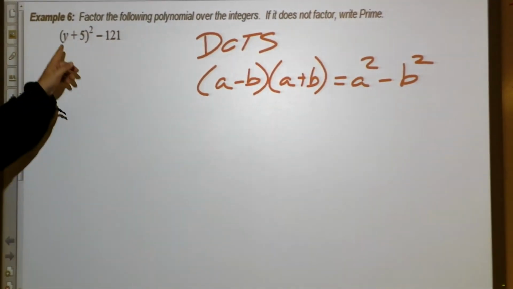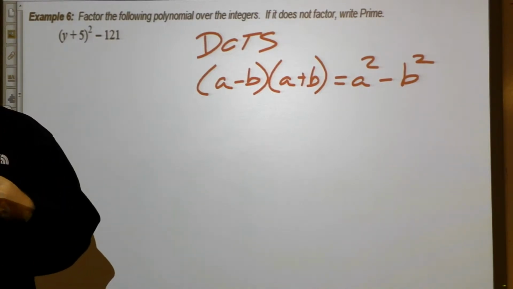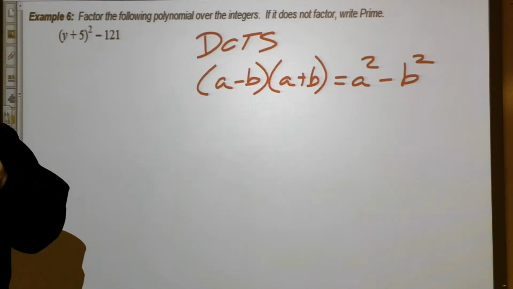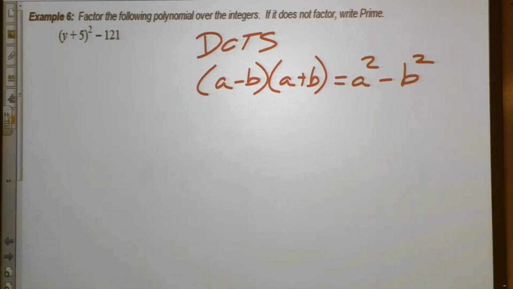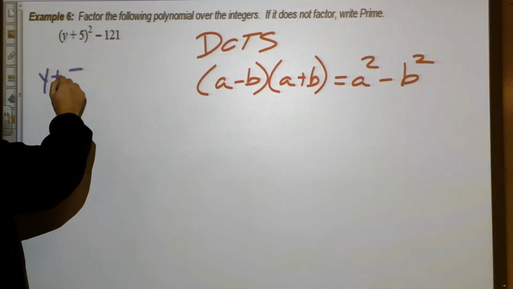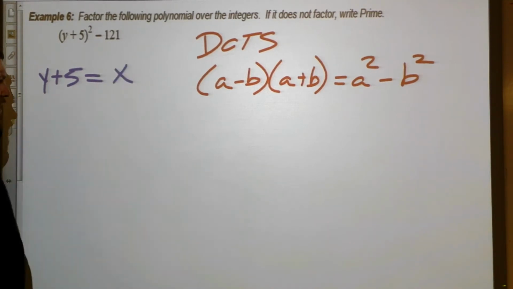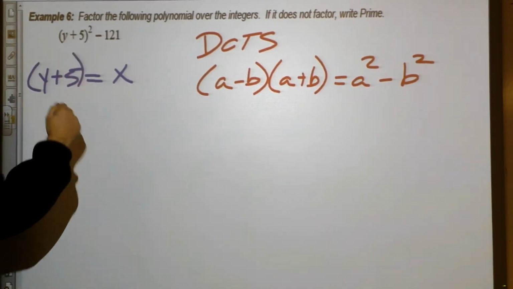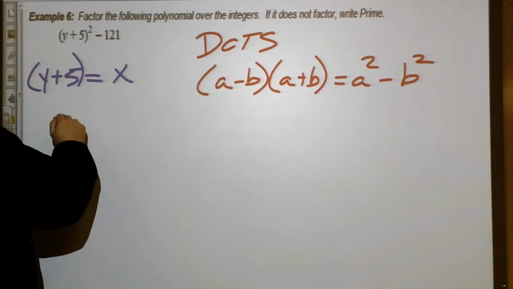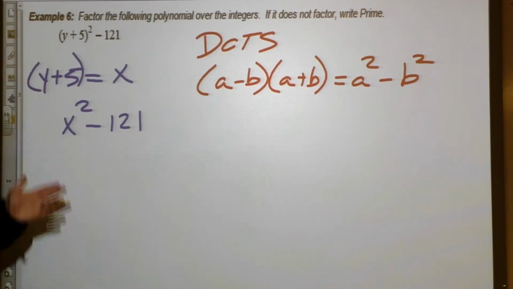Okay, but I've got y plus 5. That's kind of complicated. So instead, what I want to do is, again, like we did in the previous videos when we were talking about bottoms up, we're going to use that substitution method. So instead of y plus 5, I'm just going to call that any variable I want. Why not x? So everywhere I see a y plus 5, I'm going to replace it with an x, and that's perfectly legal. So what I have now, rewriting my problem, is x squared minus 121. That looks a lot easier.